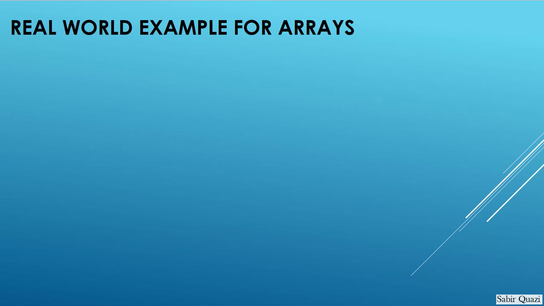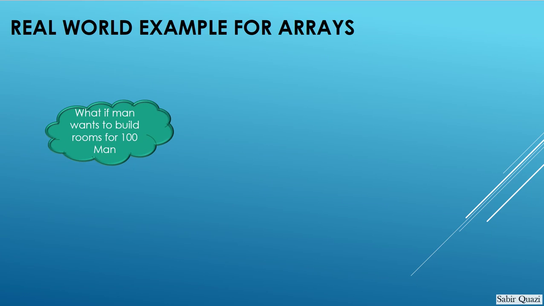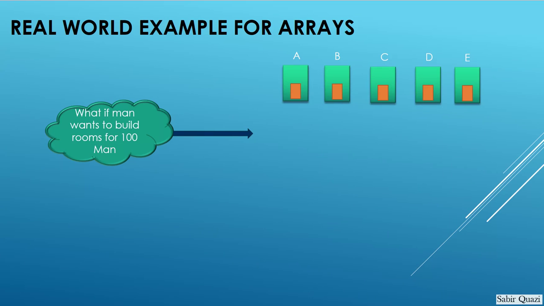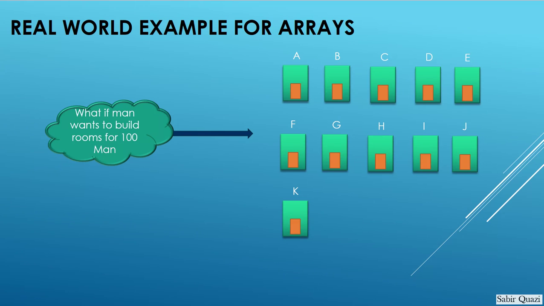Now the problem arises if this man wants to build rooms for 100 persons. So the general solution would be that he will have to build 100 different rooms, one for each person, and every room will have a different name because he needs to maintain the database of these rooms, like room name and who's staying in these rooms.